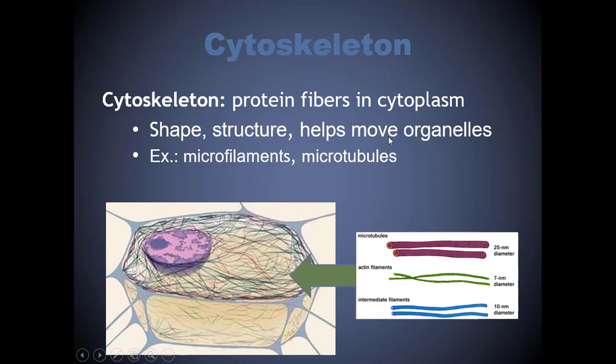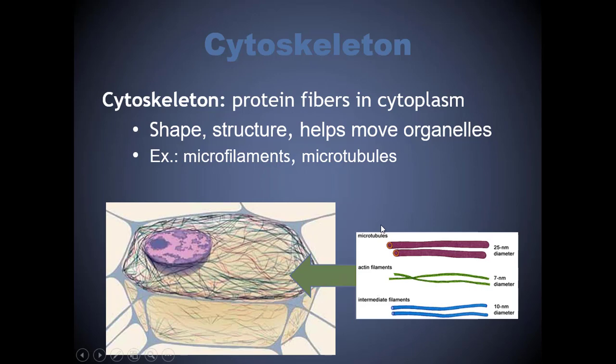Okay. So examples are the microfilaments and microtubules. Okay, the intermediate filaments. So those are the three basic types that we have: microfilaments, microtubules, and then intermediate filaments, which I said give shape, structure, and move organelles.